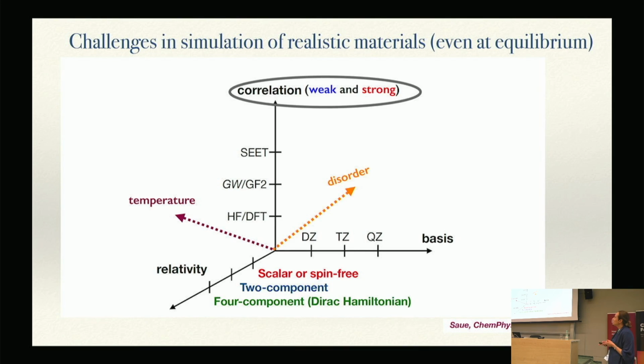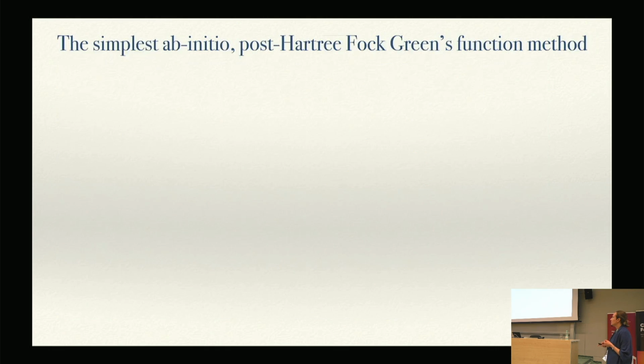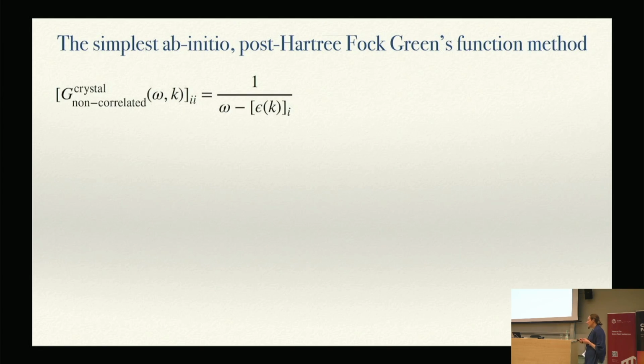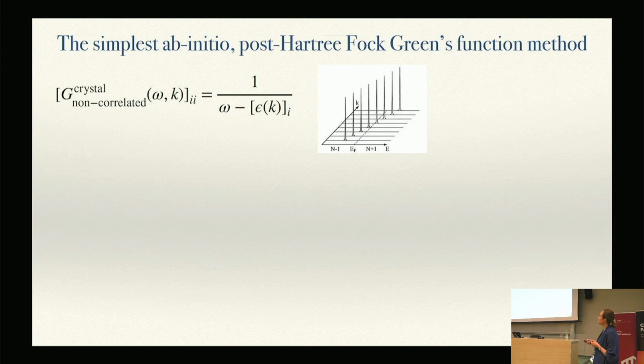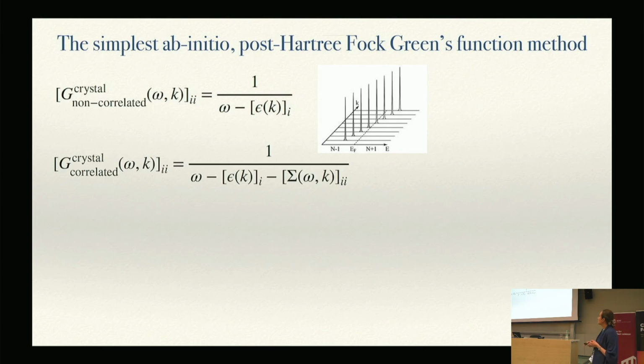All right, so these are the challenges, right? What we usually do, we describe weak and strong correlation, temperature and relativity. We obviously converge everything with the basis set. So see, the simplest ab-initio Green's function is just the Hartree-Fock Green's function. But that would give you a spectrum, which is just a series of peaks. So obviously we want better, right?